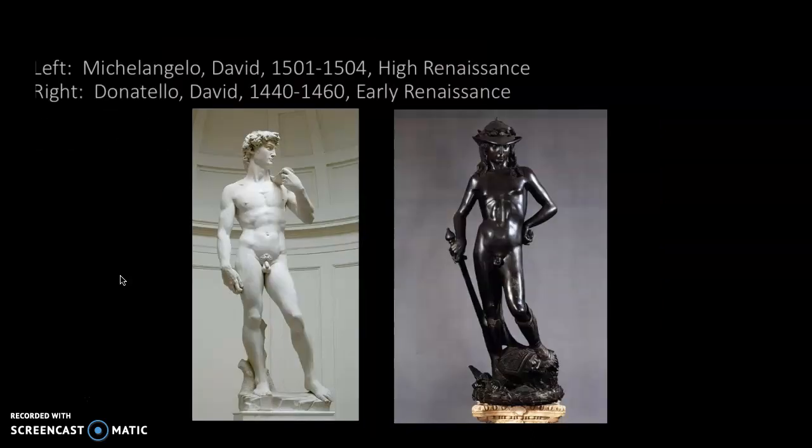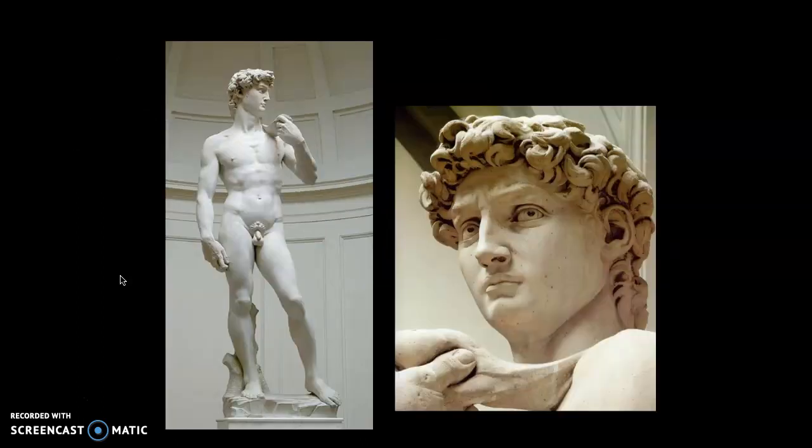So Donatello's David was a private commission done for a family, a prominent family, to display in their villa. But Michelangelo's David actually became kind of the mascot of Florence. It was displayed outside of the city hall on the main plaza, on the main town square, and really became a kind of icon for the city.